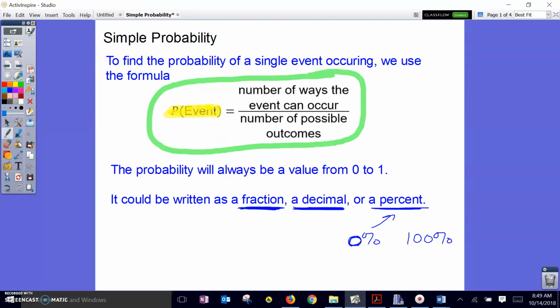Something that has a 0% chance of happening will never happen. Something that has a 100% chance of happening will always happen. And most of our probabilities fall somewhere in between those two. It's rare that anything is absolutely not going to happen or absolutely definitely going to happen. All right. So let's go on to look at some examples of calculating simple probability.